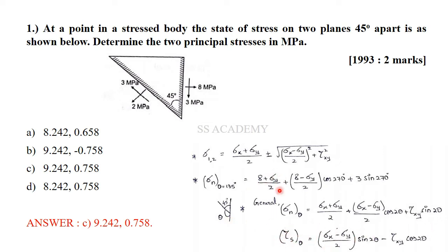After finding sigma x, sigma y and tau xy, just by substituting here, we can find the two principal stresses. The two principal stresses are found, one by adding and another by subtracting. So I have given the general formula as plus or minus.